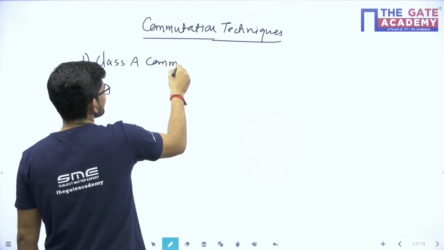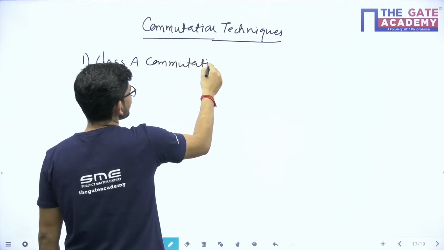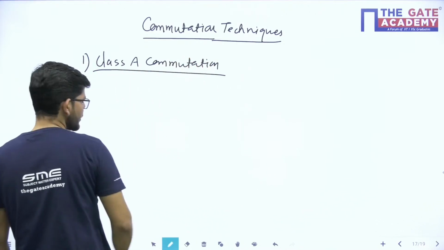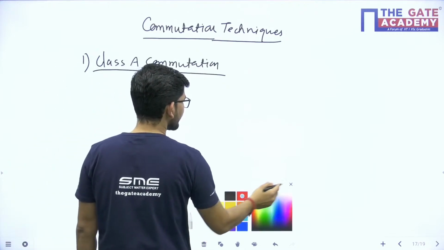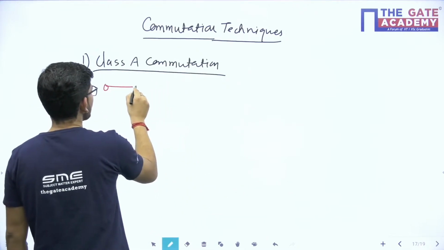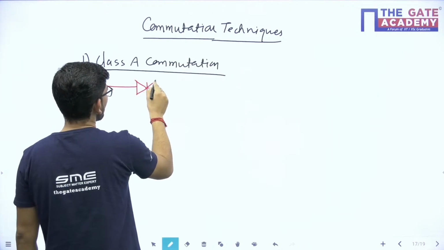अब ये क्या होता है भाई, इसमें क्या करते हैं? Class A commutation. So in class A commutation what we have, see we have a thyristor which we have to turn off. ठीक है.